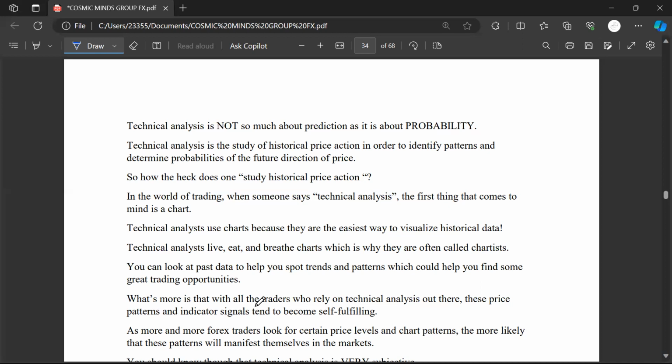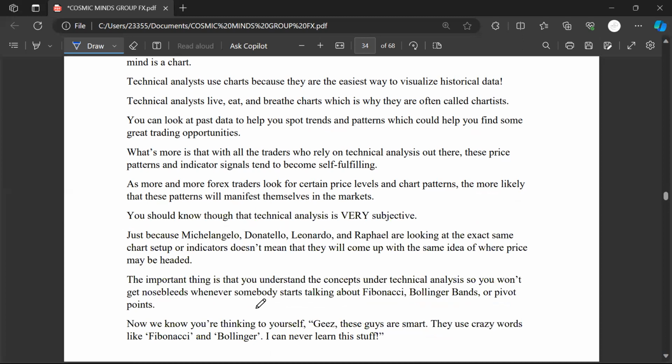You can look at past data to help you spot trends and patterns, which could help you find some great trading opportunities. What is more is that, with all the traders who rely on technical analysis out there, these price patterns and indicator signals tend to become more self-fulfilling. They give you a signal, they give you the upper hand, confluence. As more and more forex traders look for certain price levels and chart patterns, the more likely that these patterns will manifest themselves in the market.